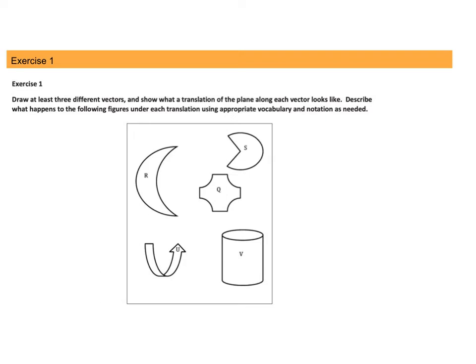For exercise 1, it says draw at least 3 different vectors and show what a translation of the plane along each vector looks like. I'm going to start with this one right here, and I'm going to call this vector MN. I'm just going to see how I would move one shape along that vector. Basically what I'm going to do is start with a point.